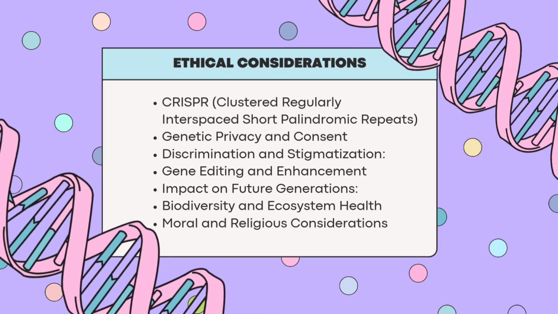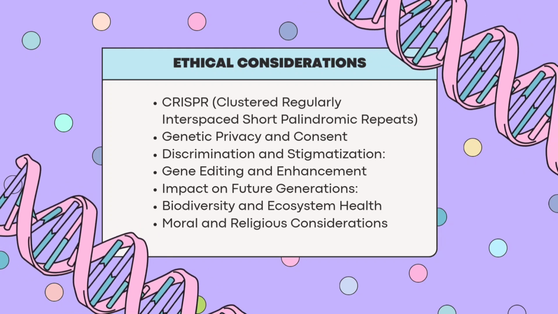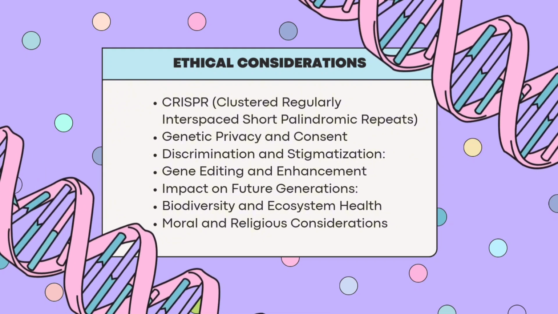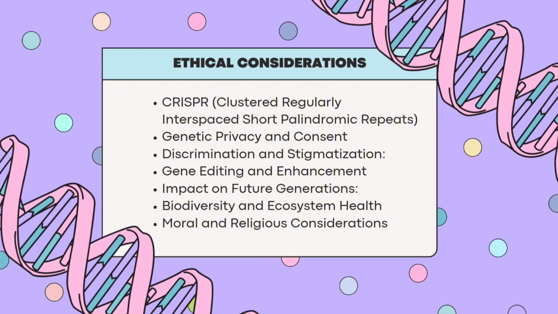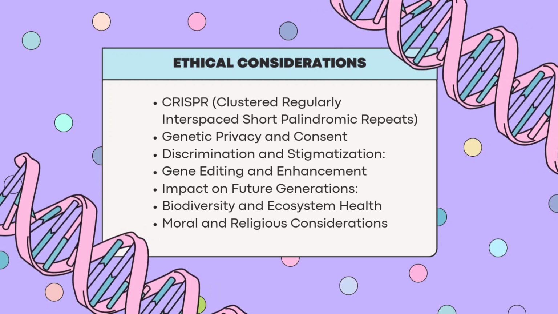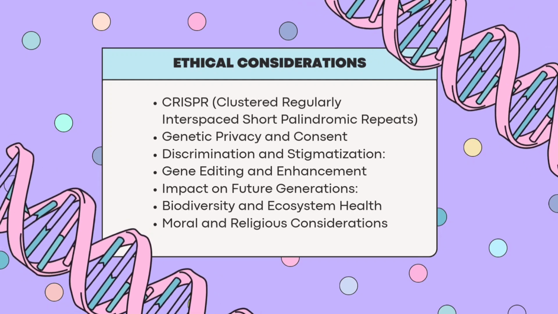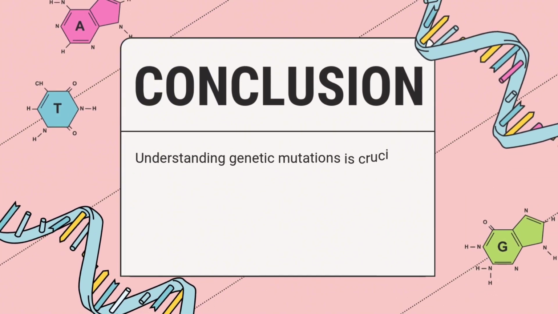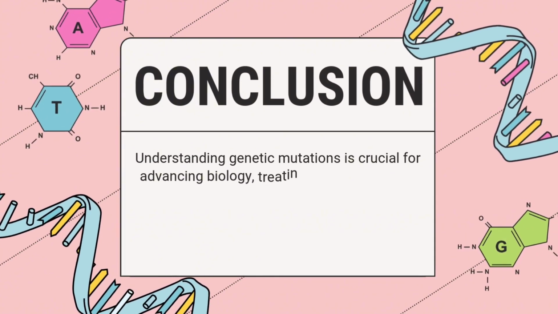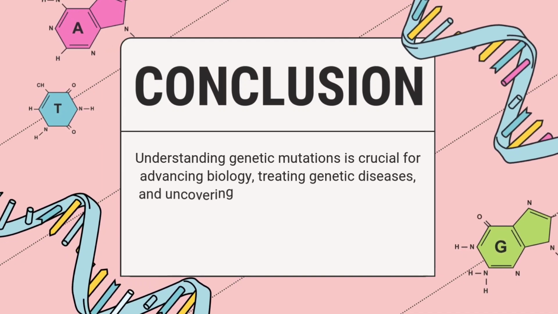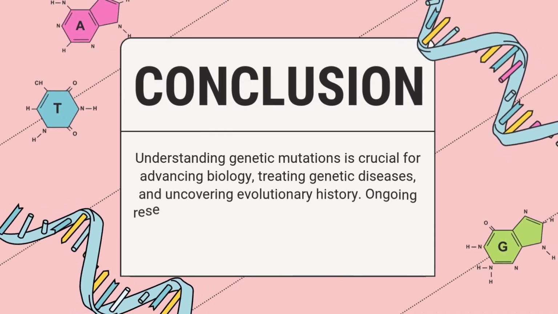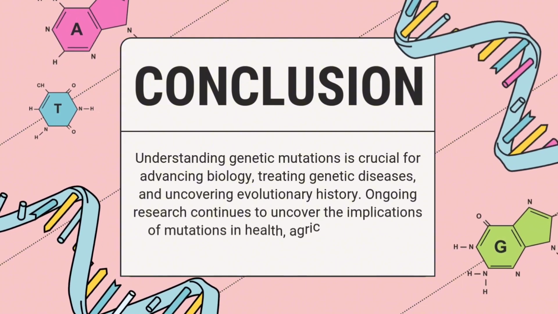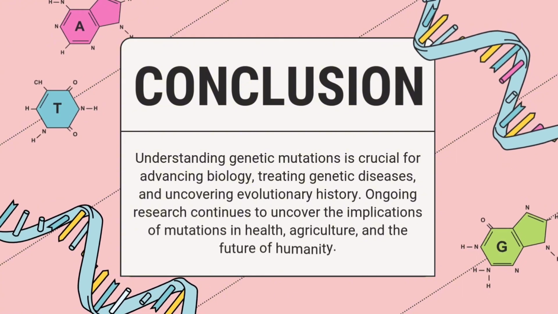Lastly, we have moral and religious considerations. Different cultures and belief systems have varying views on the morality of manipulating genetic materials, which can influence public perception and policy. In conclusion, understanding genetic mutations is crucial for advancing biology, treating genetic diseases, and uncovering evolutionary history. Ongoing research continues to uncover the implications of mutations in health, agriculture, and the future of humanity.